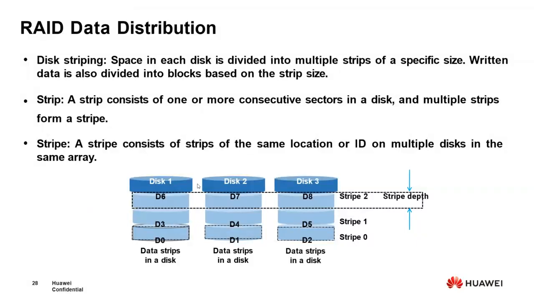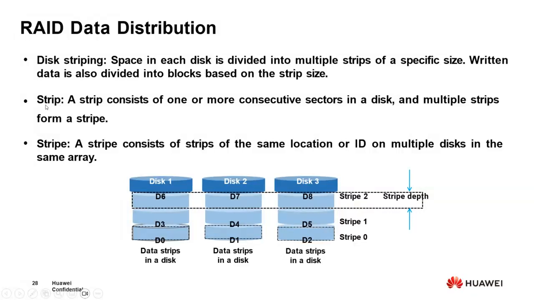So let's look at them together. Data distribution. If you have, for example, multiple disks, disk 1, disk 2, disk 3, that's what is called a strip. A strip actually consists of one or more consecutive sectors in a disk. So when we say strip A, it means that you have the same disk and multiple sectors consecutively. Like this sector, this is another sector, this is another sector. You have sectors called D0, D3, and D6. They are consecutive on the same disk. So this is called a strip.